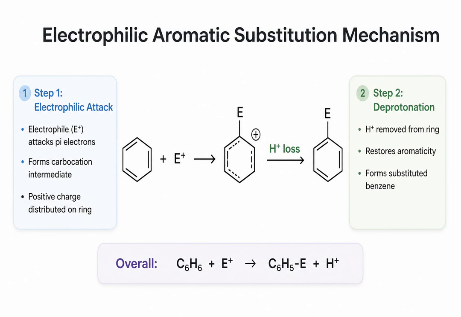Aromatic compounds undergo substitution through a two-step mechanism called electrophilic aromatic substitution. First, an electrophile, a species seeking electrons, attacks the pi electron cloud of the benzene ring. This forms a carbocation intermediate, where the positive charge is distributed around the ring. The key to this mechanism is that the ring's aromaticity is temporarily lost. In the second step, a hydrogen is removed from the ring, which restores the aromatic character and gives us our final substituted product. This mechanism explains why aromatic rings prefer substitution over addition reactions. They want to maintain their stable aromatic state.